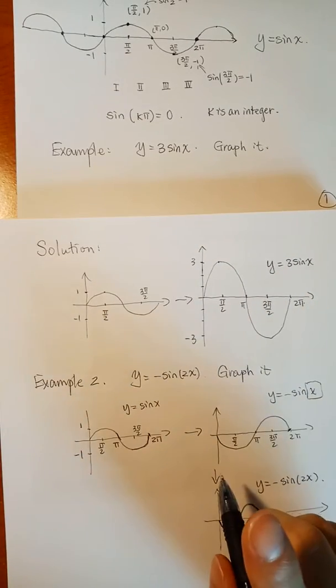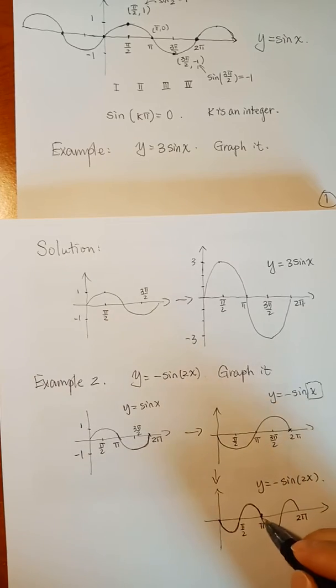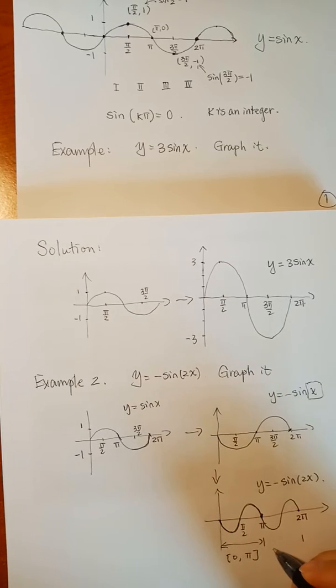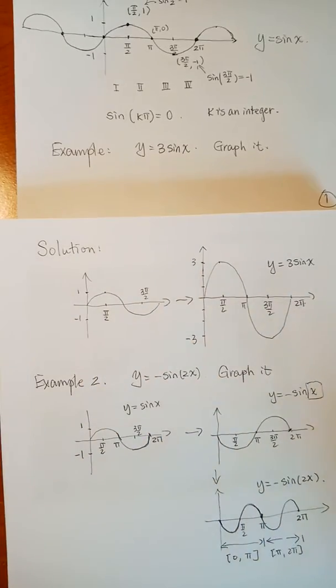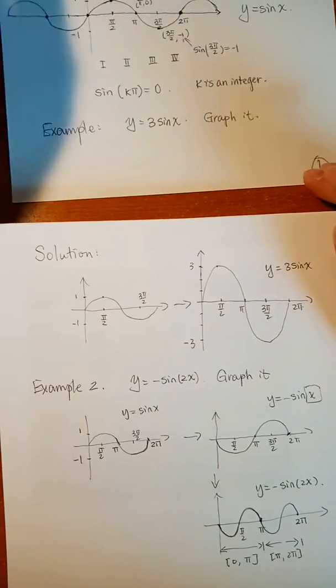This is one period. When you have one period, you just continue this, you will get the other period. Here is from 0 to pi, so this is from pi to 2 pi. One period, at this moment, has length pi, so the next period also has length pi. Right? And to the left and to the right.